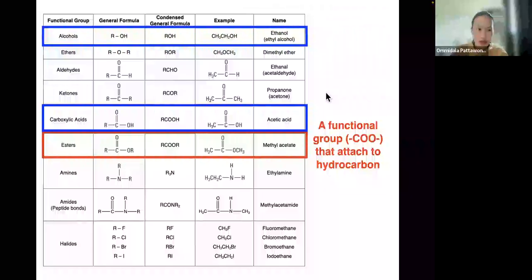Another two groups that you will encounter in the lab are carboxylic acid and alcohols. These two are going to be used to prepare ester. Alcohol is a hydrocarbon attached to the OH group, so that's the OH group right there. Again, the R can be any hydrocarbon, so the number of carbons can vary. Carboxylic acids are organic molecules that contain this group, C double bond OH, attached to a hydrocarbon. And again, this R right here represents the hydrocarbon.